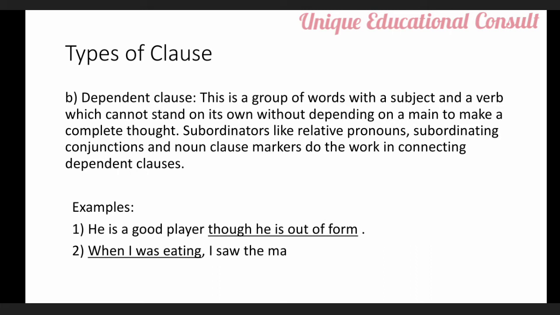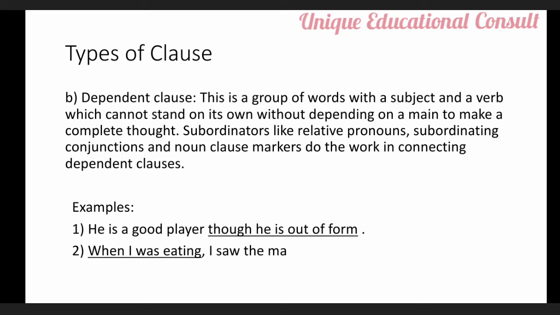Sentence number 1. He is a good player, though he is out of form. He is a good player. That is a main clause or independent clause. That can stand on its own and be meaningful. But we have another one that is joined with the main clause. That is the one underlined. Though he is out of form. That is the dependent clause or subordinate clause in the sentence.